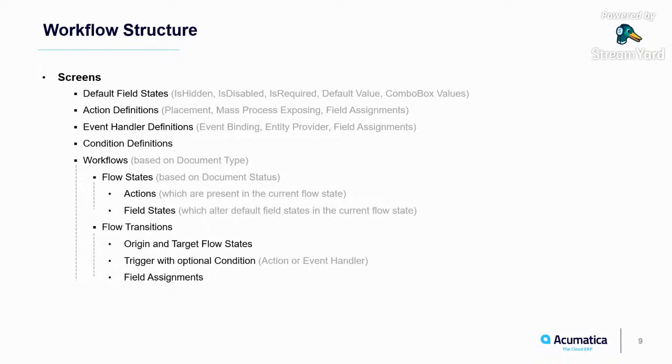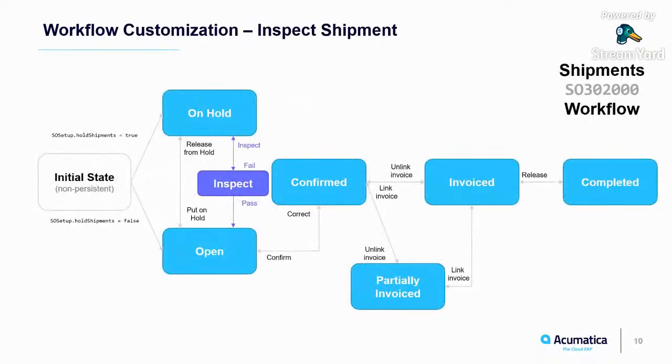Some of this is a lot easier to see in terms of an example. So let's take my old shipment that we had. You'll see one of the things I wanted to do was put an inspection step in there. So in order for it to go from on hold to the open state, you have the option of going through having your shipment inspected. At that point, my inspector can fail or pass it. If he fails it, you'll see it goes back up to on hold. If he passes it, then it goes down to where it was.